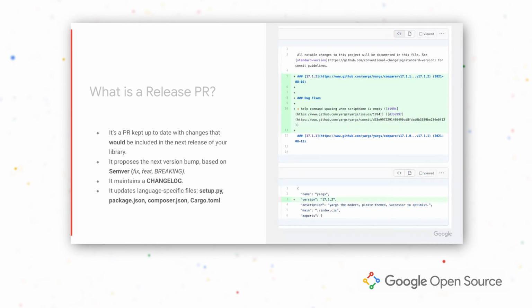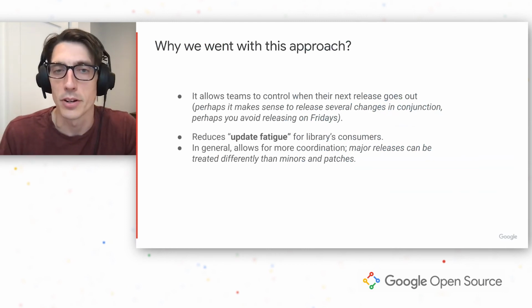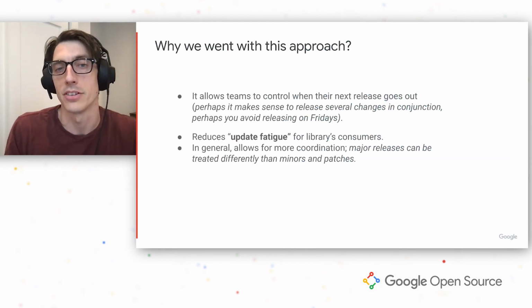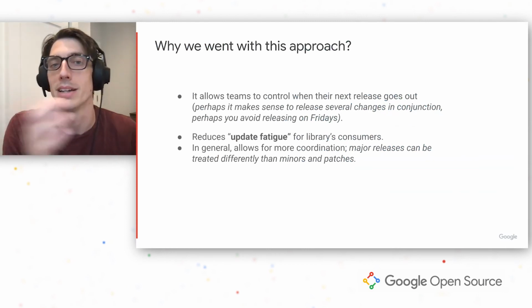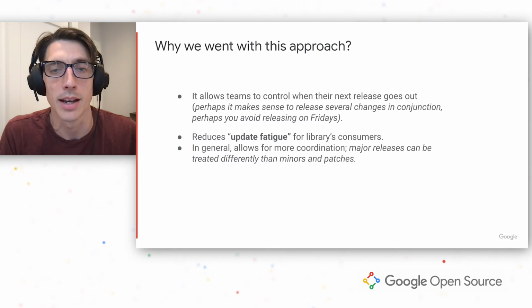We can see that it's updating not just a changelog at the top, but it's also updating the package.json to be what this new version would be if we were to release this. So why did we go with this approach of a release PR versus, as I was saying, a web service might just release everything that lands on the main branch throughout the day? Well, it allows us to control the next release that goes out with more granularity.